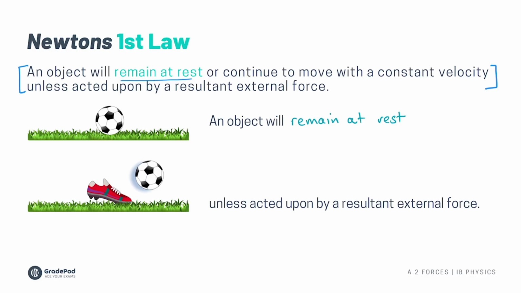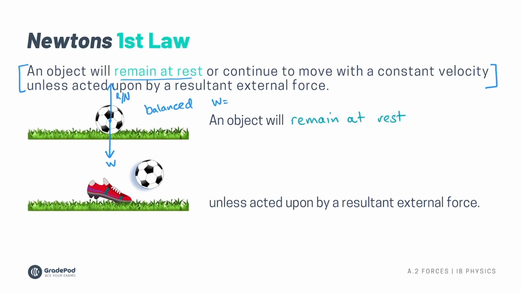And the first element is remain at rest. If we consider this football here, there will be 2 forces acting upon this. It will have the force of weight, and it will have the normal or the reaction force. If you've never heard of these forces before, don't worry, we will go over them later. The key to these forces is they are balanced. The weight force equals the reaction force. And that's why the object remains at rest.